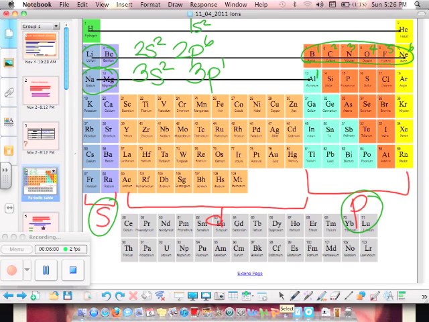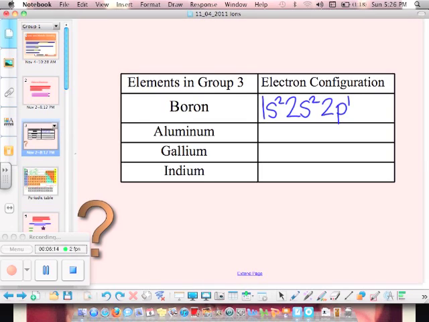Once again, if I total these up, I get 2, 4, 10, 12, 13, which is the same exact number I have for the atomic number of aluminum. So hopefully when you fill these out, you wrote down 1s2, 2s2, 2p6, 3s2, and 3p1.